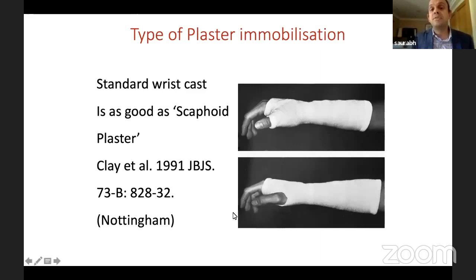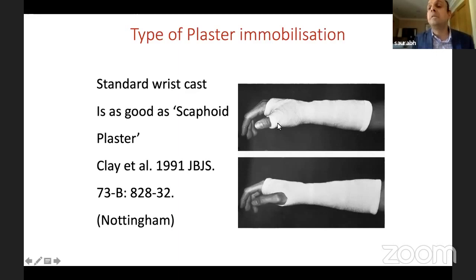Plaster immobilization, that's another question that can come up. Do you want to give your patients a Colles type cast or a scaphoid type cast? Is it going to be above elbow or below elbow? The answer is it's going to be below elbow and it's going to be a Colles type cast. The reason being, with a Colles type cast, as you can see, patient can mobilize thumb. They've done studies and found that when patient is moving thumb in a Colles cast, there is some movement at the scaphoid fracture site, but it's not enough to stop healing. And that's why there is no need to immobilize thumb.